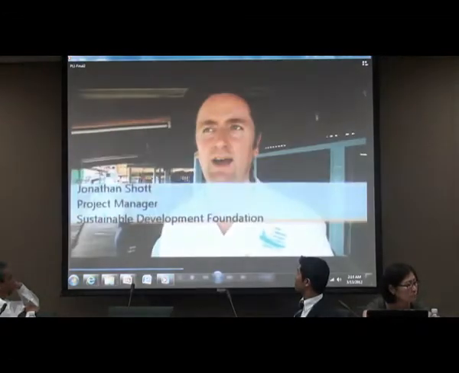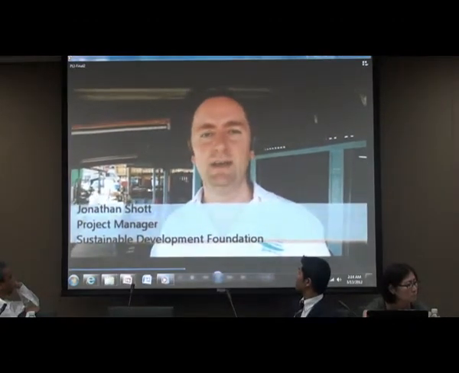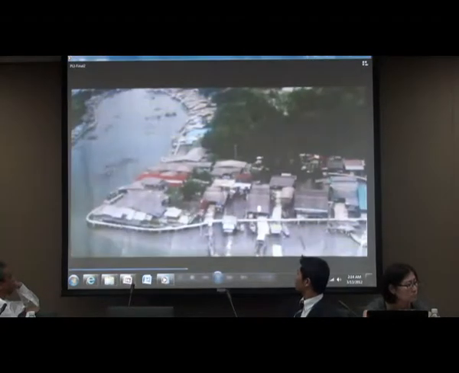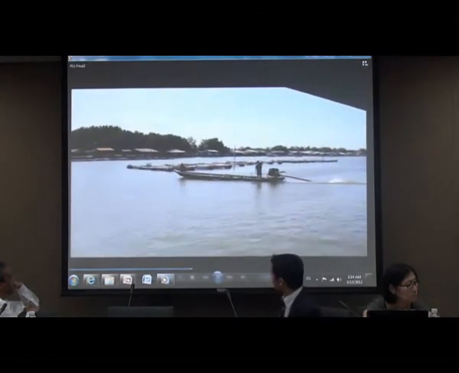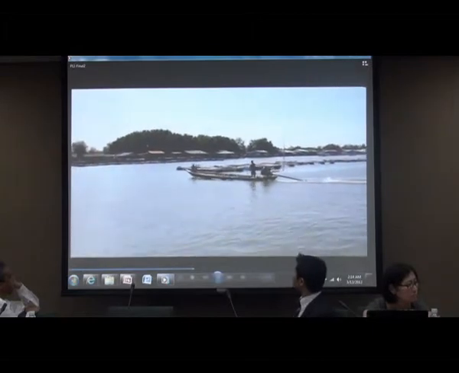It's a community that's in the middle of a mangrove forest area, so access to water is difficult because the water all around them is salt water. And to get water into the area, it has to come in by boat because there are no roads.